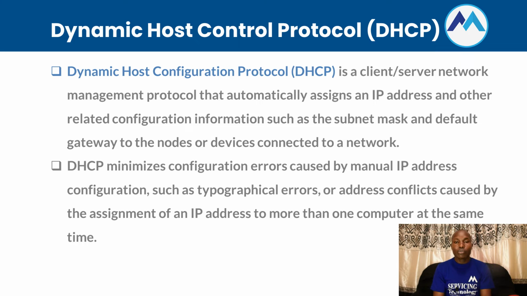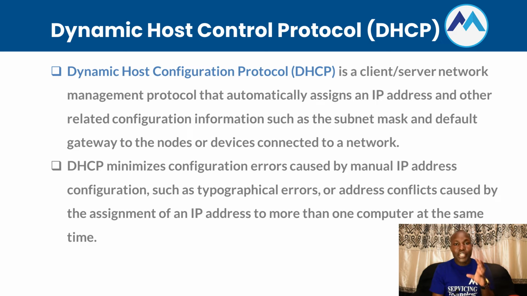Dynamic Host Configuration Protocol, that's DHCP, is a client-server network management protocol that automatically assigns an IP address and other related configuration information, such as subnet mask and default gateway, to the nodes or devices connected to a network. This technology eliminates the need for individually configuring network devices manually, and it consists of two network components. Number one, a centrally installed network DHCP server and client instances of the protocol stack on each computer or device.